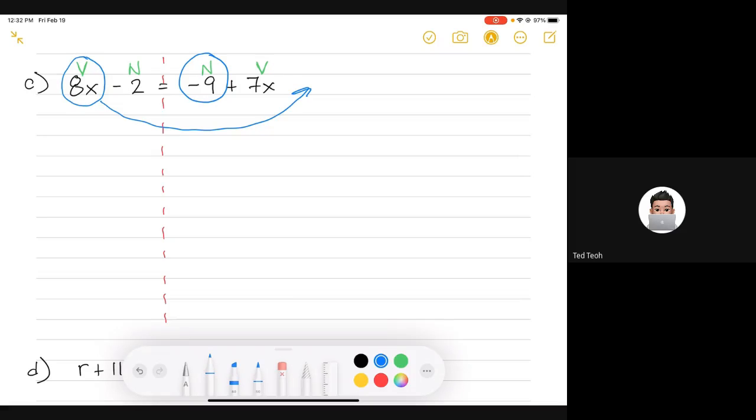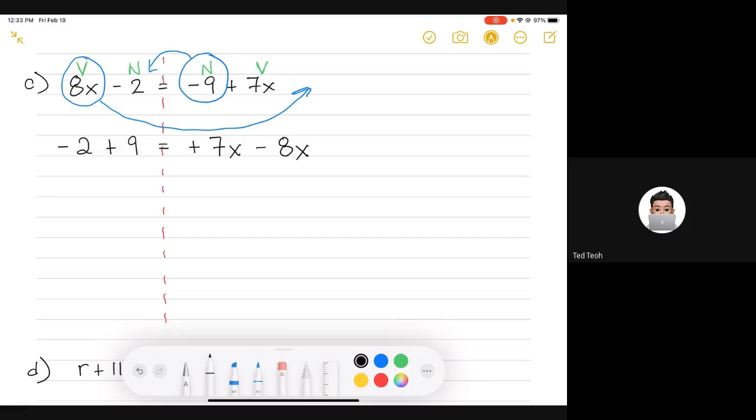Because I brought the V's to the right side, I'm going to take this -9 and bring it to the left side. All right, so please remember you're going to write what's there first. So on the left side, I have a -2. Okay, so I know the question said 8x minus 2. But like I said before, minuses and negatives are interchangeable. Okay, so this is going to be a -2 now. When I bring the -9 over, it becomes a +9. On the right side, I have a plus 7x. When I bring the 8x over, it's going to be a -8x.